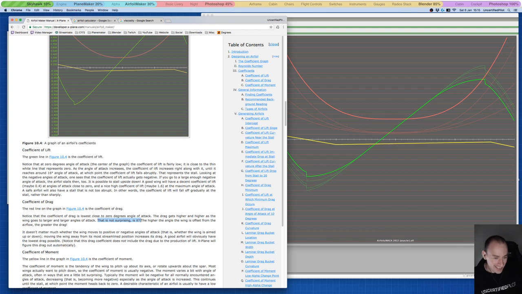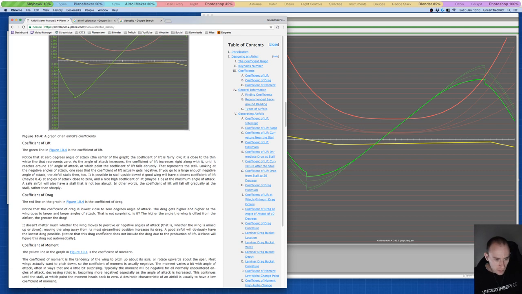I like these sentences. They really complement what I was thinking as well. The higher the angle the wing is offset from the airflow, the greater the drag. Yes. It doesn't matter much whether the wing moves to positive or negative. Exactly. That is whether the wing is aimed up or down. Therefore, it's not just greater angles of attack, but just more extreme. Moving the wing away from its most streamlined position increases its drag. Yes, a good airfoil will obviously have the lowest drag.